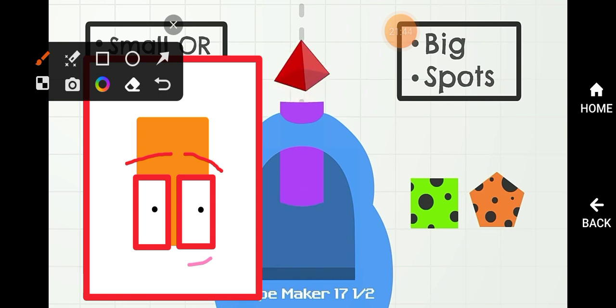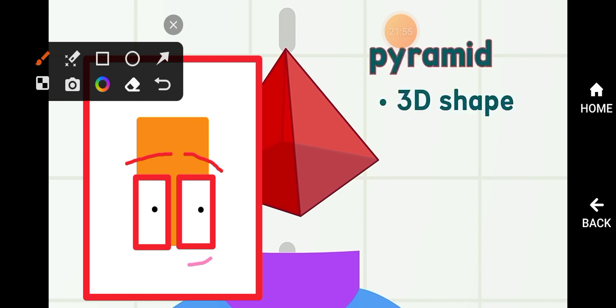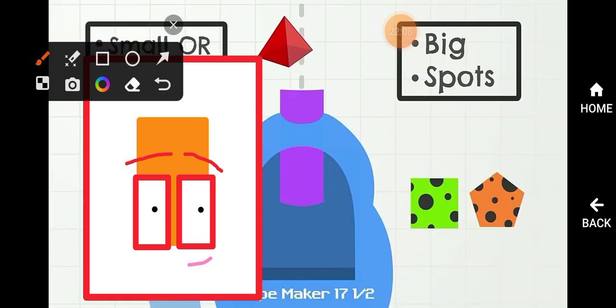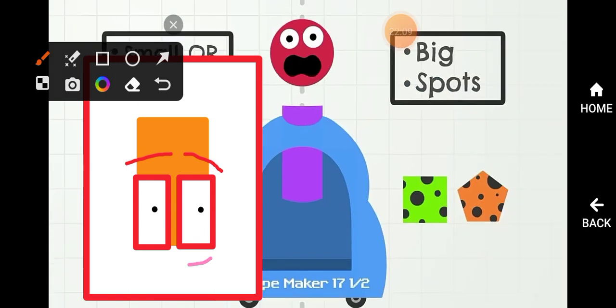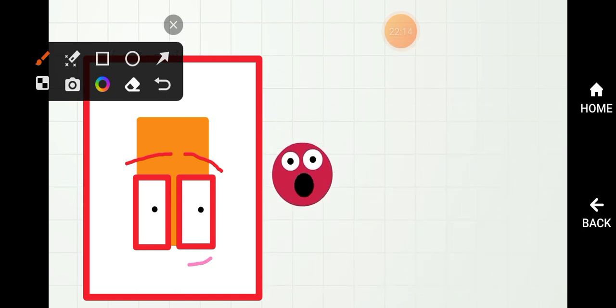Oh, wait, what is this? Oh, I know! Does anybody know what this is? That's right, it's a pyramid, and it is actually a 3D shape, which we call an object. You can learn more about 3D shapes and objects later. This pyramid is big, but it doesn't have a spot. Left side! Oh, great job sorting, everybody. Okay, that is all the time we have today for sorting shapes.